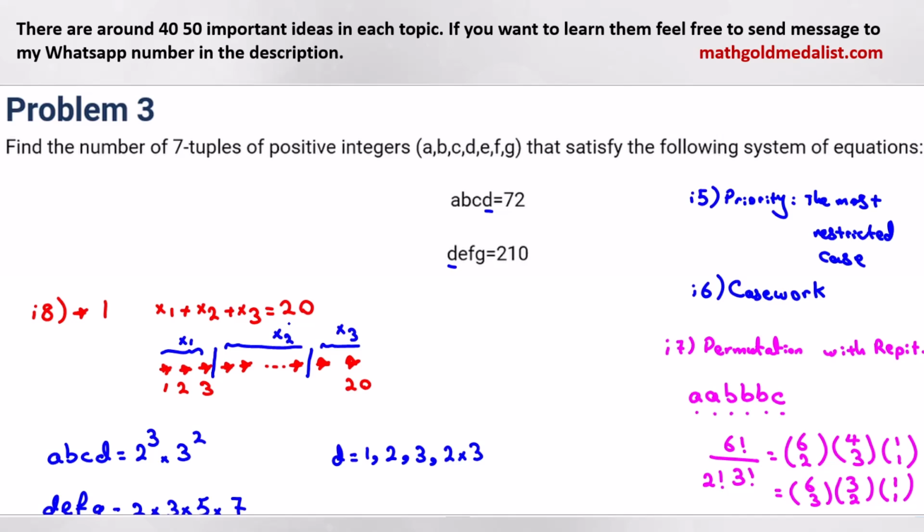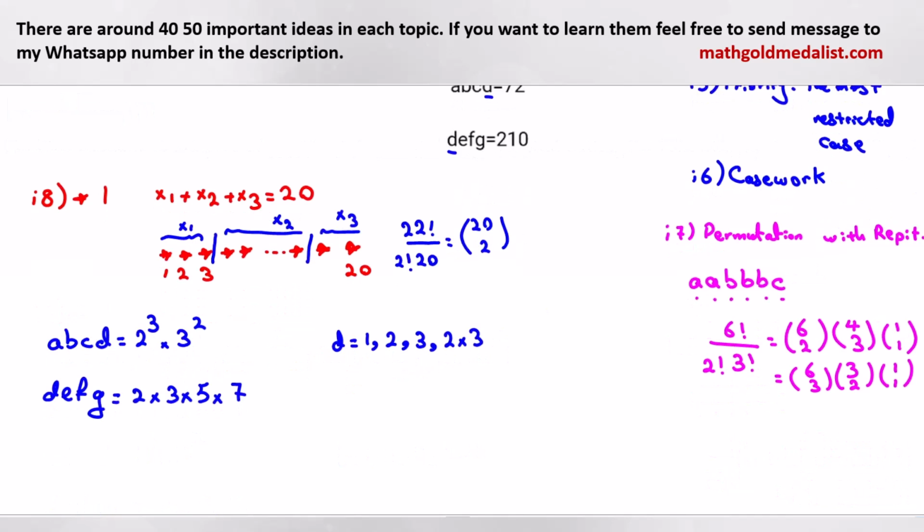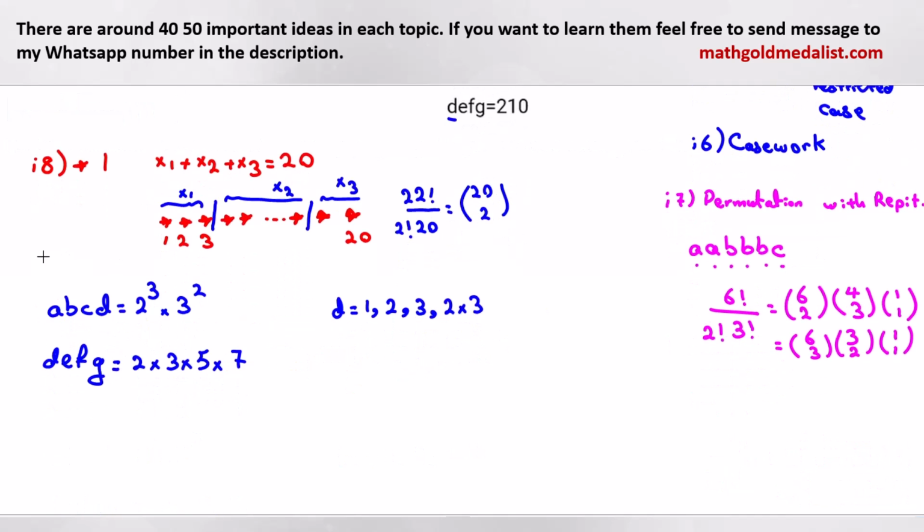Each answer for x1, x2, x3 corresponds to one permutation of these two bars and 20 stars. So it will be a permutation with repetition: 22 factorial over 2 factorial times 20 factorial, or 22 choose 2. Now we want to generalize this idea, okay?